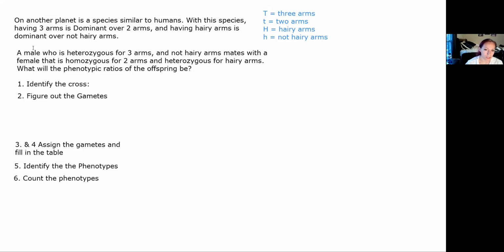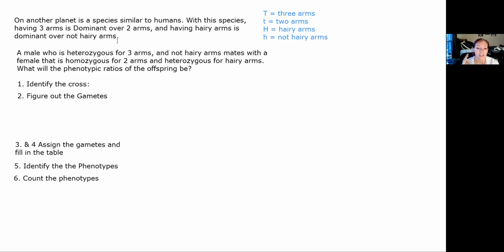Now there's another prompt that says a male who is heterozygous for 3 arms and not hairy arms mates with a female that is homozygous for 2 arms and heterozygous for hairy arms. What will the phenotypic ratios of the offspring be? So we're going to have to do a dihybrid cross here and make a big Punnett square, probably.